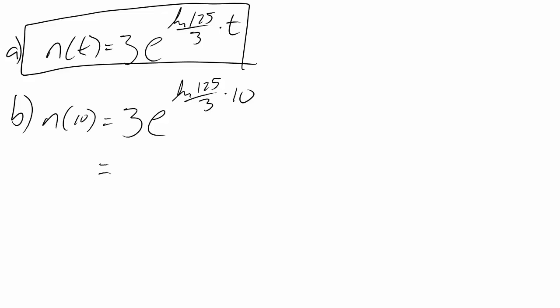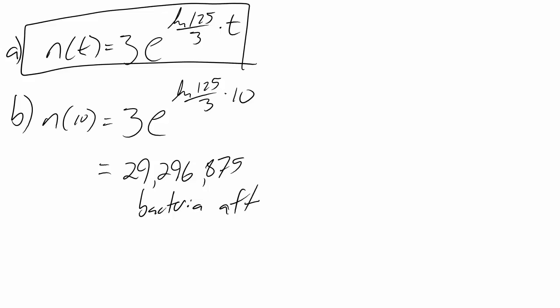So we're just going to punch that 3 e to the natural log 125 over 3 times 10 into the calculator. And what we discover for our answer is 29,296,875. Put the commas in here to make that a little bit easier to look at. And that's all we had for part B. That's the number of bacteria after 10 hours.